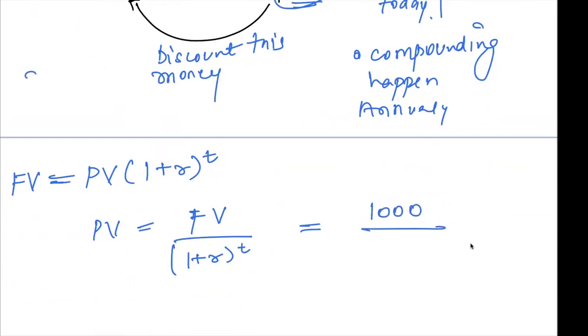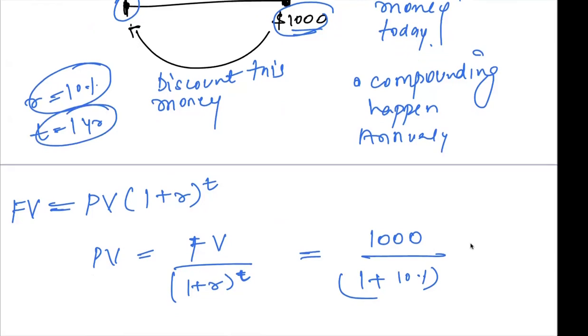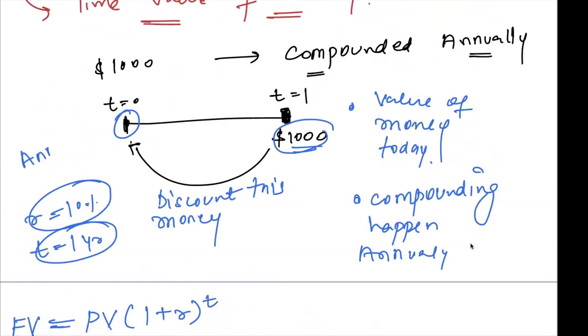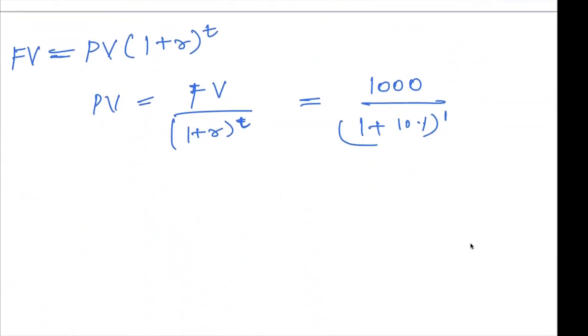Let's say the interest rate is 10%. So 1 plus 10%, and we know that t is 1 year. How many times is compounding happening? It is annual compounding. So what I will do here is 1 plus 10% raised to the power 1. So this is annual compounding.